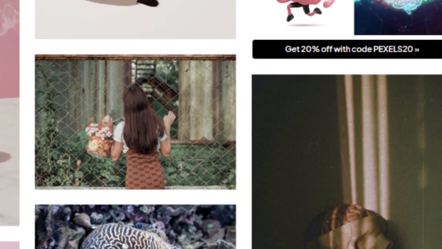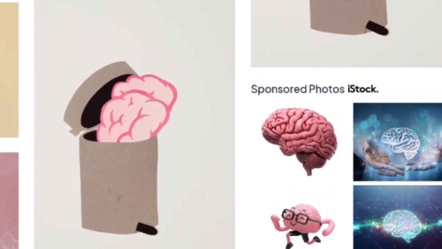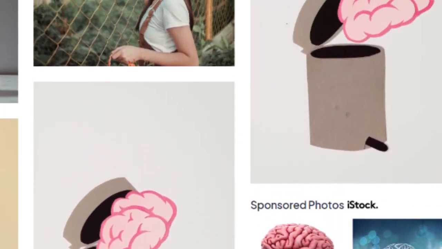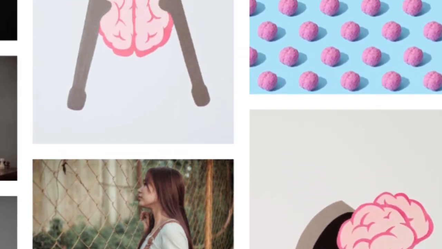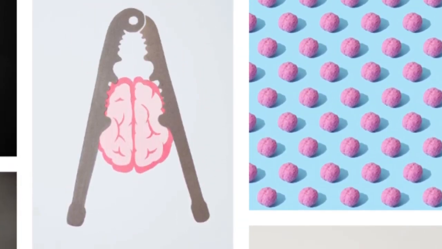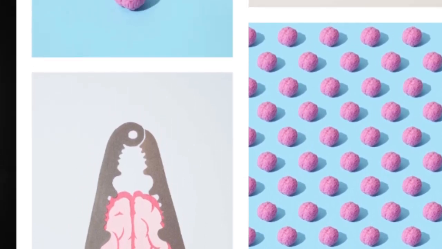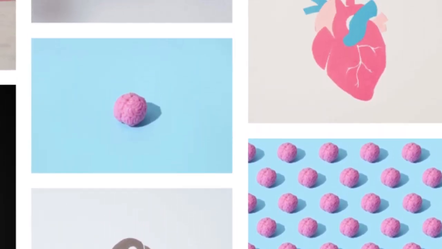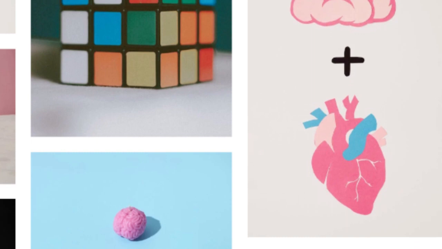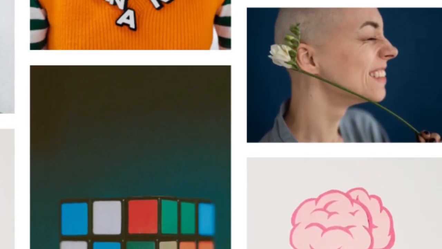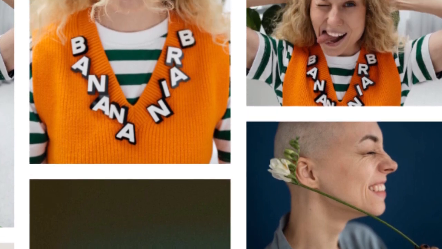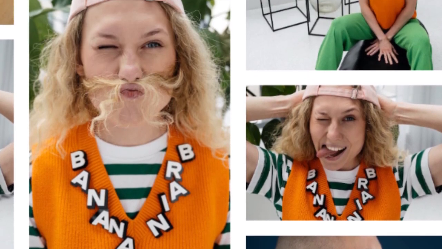Numbness on one side of the face, arm, or leg, and sometimes it may be on both sides. Feeling of confusion and difficulty speaking and understanding other people's speech. Blurred vision in one eye or both eyes. Difficulty walking and balancing. Dizziness and lightheadedness. Severe headache without a known cause.